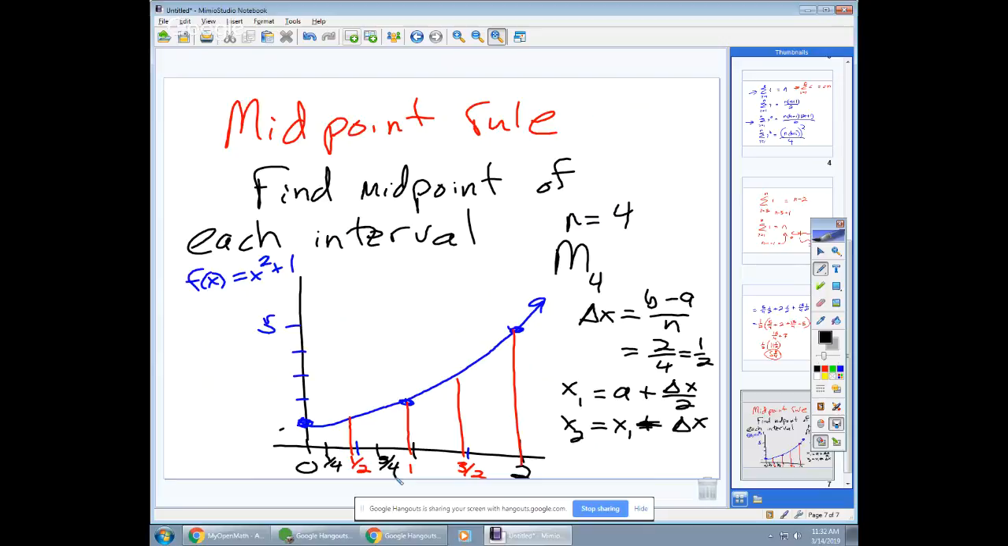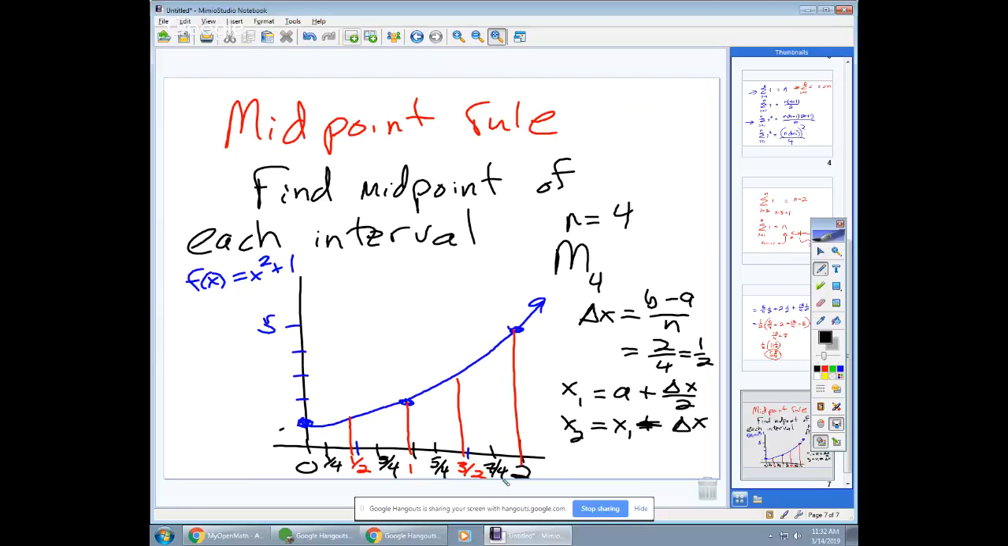And then I just keep jumping by delta x. So I add 2/4 to that. That's going to put me over here at 5/4. And then I add 1/2, which is 2/4. So that's going to put me over here at what? 7/4. And there's a nice pattern to that, right? The numerators are just odd numbers over 4 in this case.